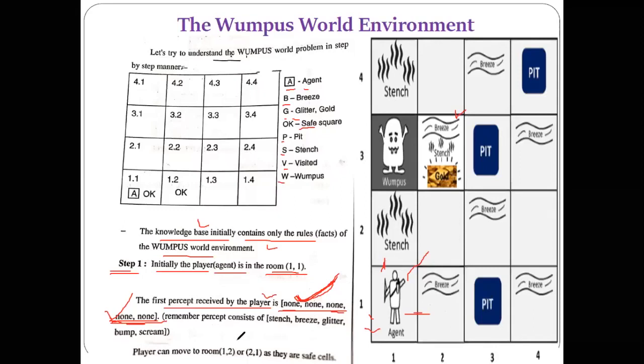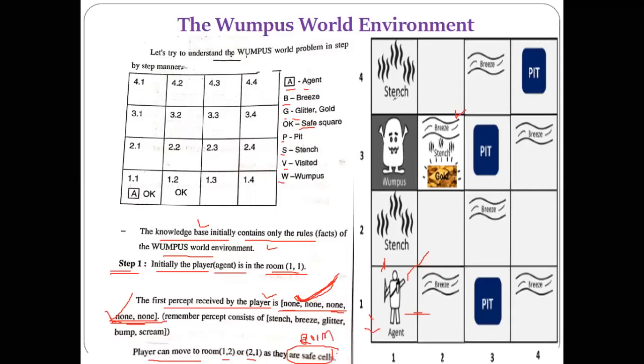So at location 11, here I mentioned the player can move to room 12 or to room 21, because both of these are safe cells, or safe rooms. Got the point?